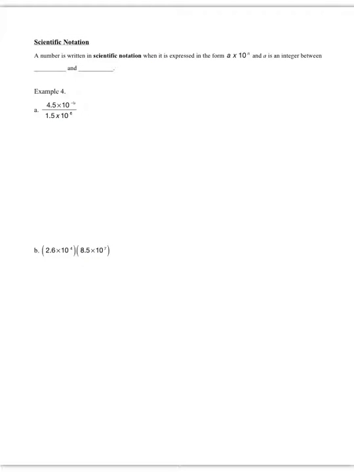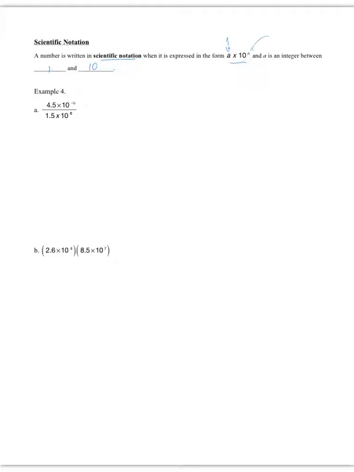Now I'd like to talk about scientific notation. Scientific notation is used to represent very, very large numbers and very, very tiny numbers. A number is written in scientific notation when it is expressed in this form. A is an integer between 1 and 10. So this must be an integer in between 1 and 10. And then we take that and multiply it by 10 to some power.